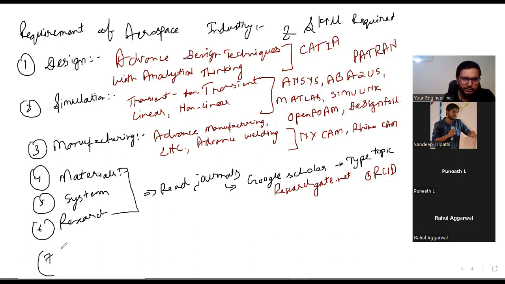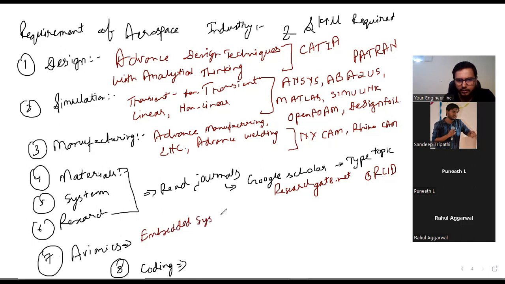Now, seventh is avionics. For avionics, one more thing I will write about: coding. Coding is also a skill that I will add as a requirement. Why coding and what kind of coding, I will tell you in a bit. Now avionics, the system is embedded systems. Embedded systems, RC, radio controlled aircraft. Then guidance systems.